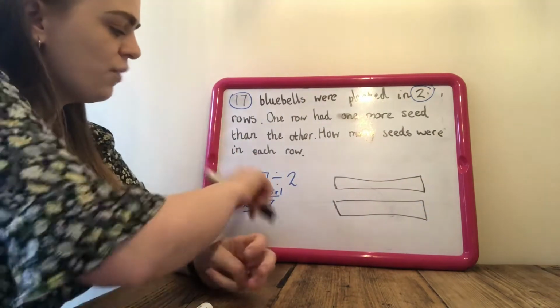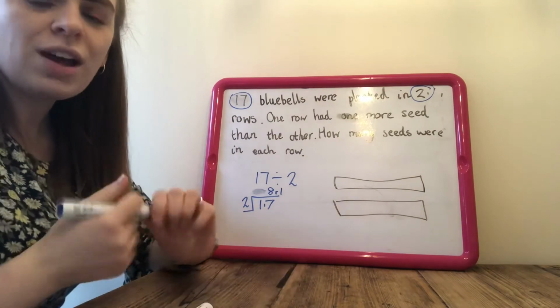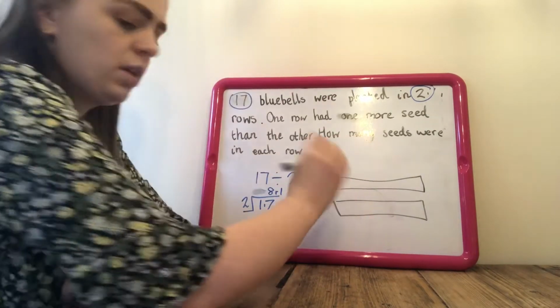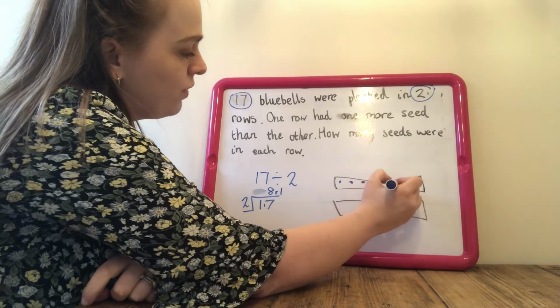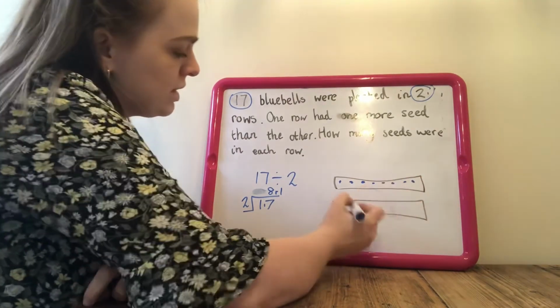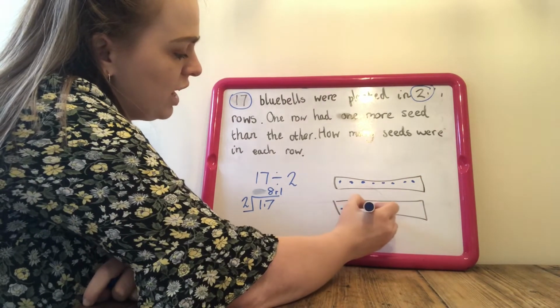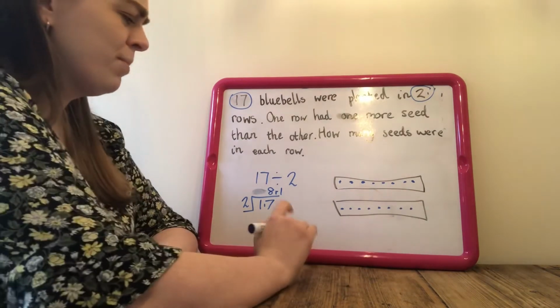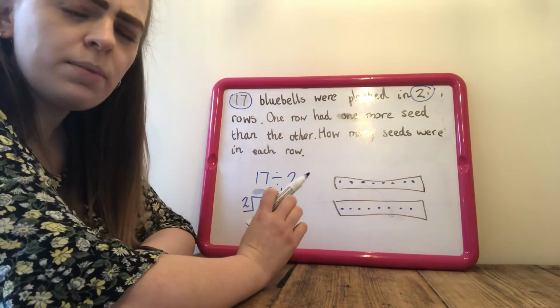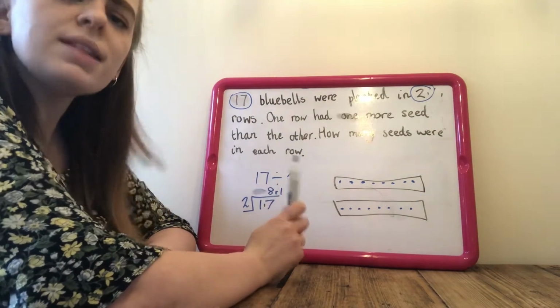So let's see, I've got 8 remainder 1, so I'm going to draw 8 in each row. And I've got 1, 2, 3, 4, 5, 6, 7, 8. 1, 2, 3, 4, 5, 6, 7, 8. But I had 1 left over. And wait a minute, I'm going to go back to my question.